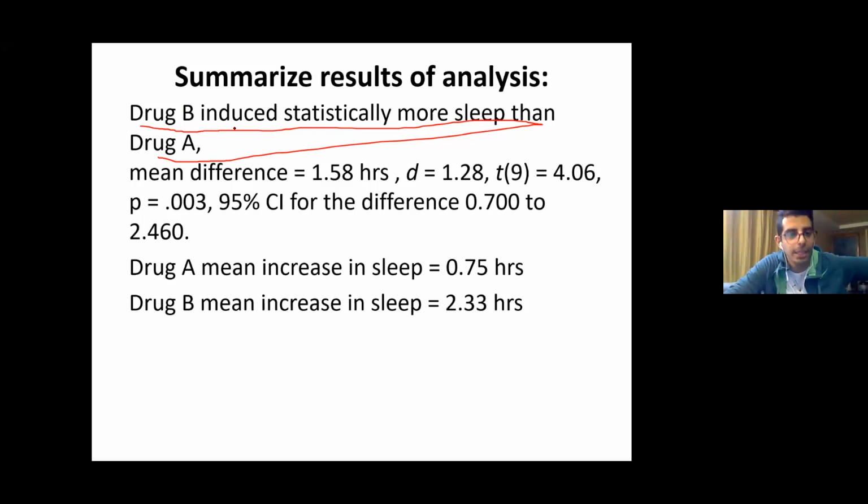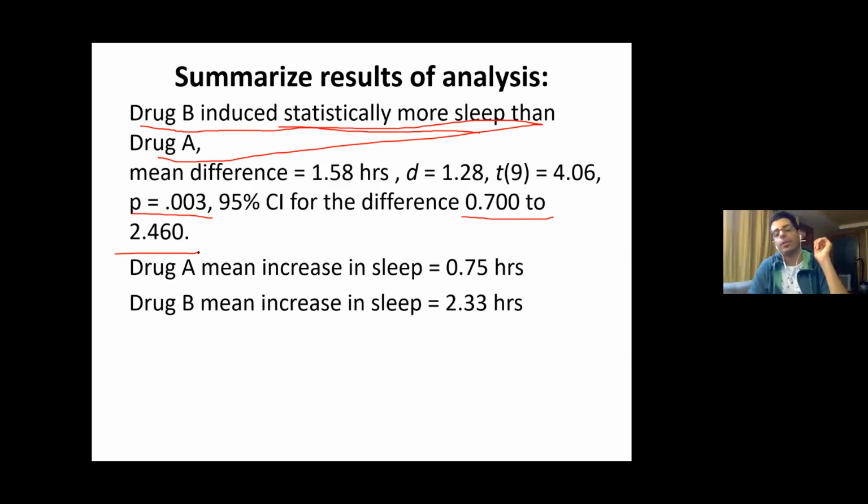So let's read. They mention statistically more sleep. So where's the p-value? It's right here, 0.003. This is 0.3%. This is less than 5%. So yeah, we can agree it is statistically significant. In this case, this confidence interval, does it touch 0?